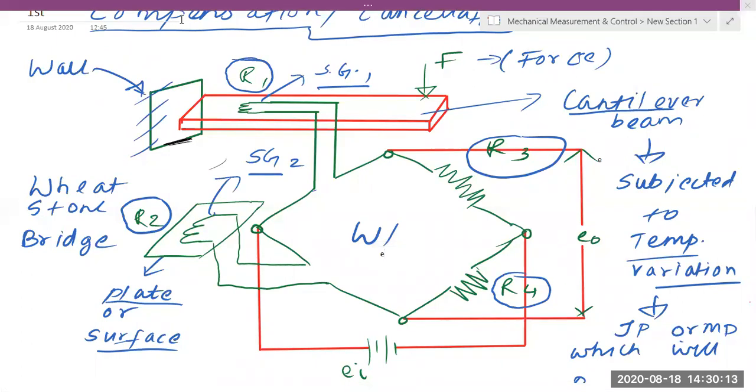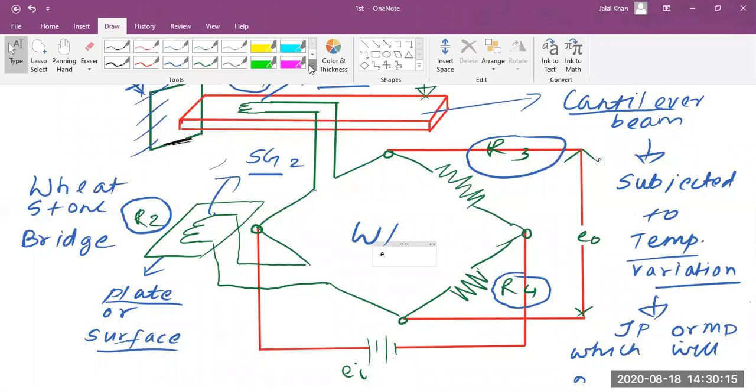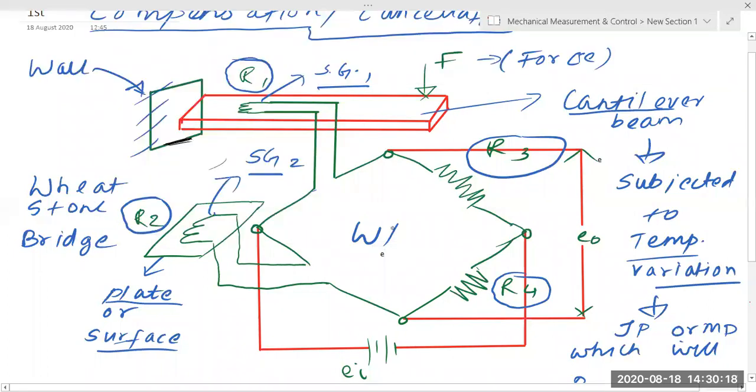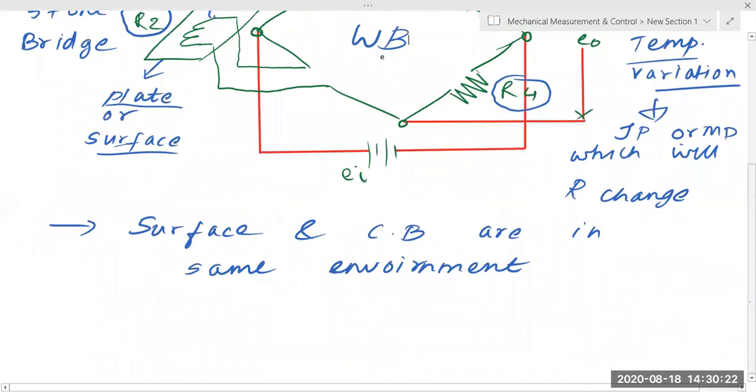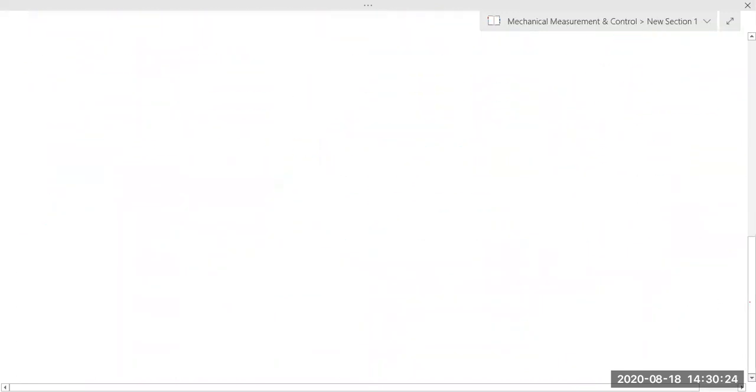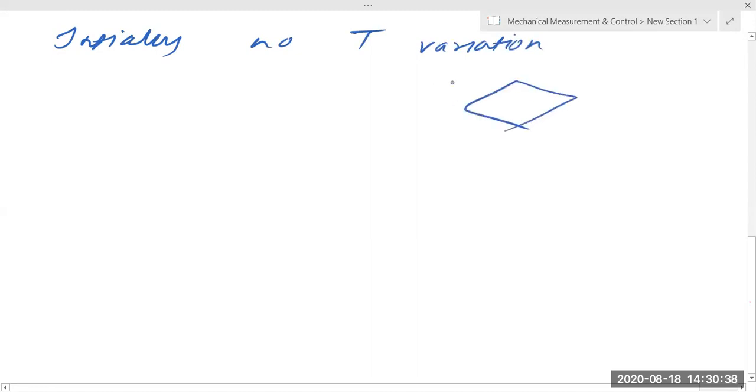What you can see here is all these 4 resistances are connected to a Wheatstone bridge. Okay for everyone? Now, suppose initially there is no temperature variation. When there is no temperature variation, suppose this is my Wheatstone bridge. This is R1, this is R2. I'm just giving the names. This is R3 and this is R4.